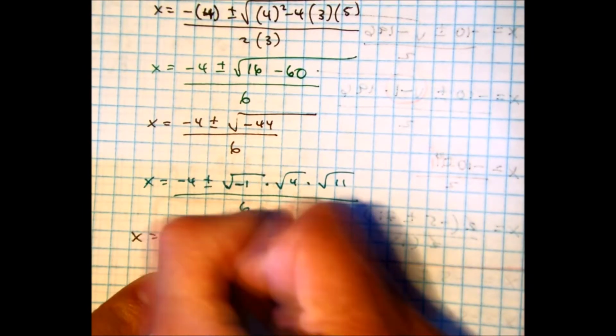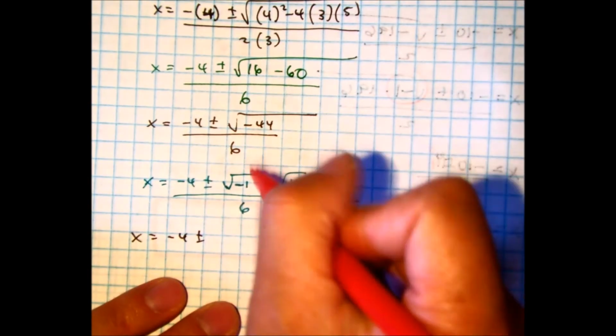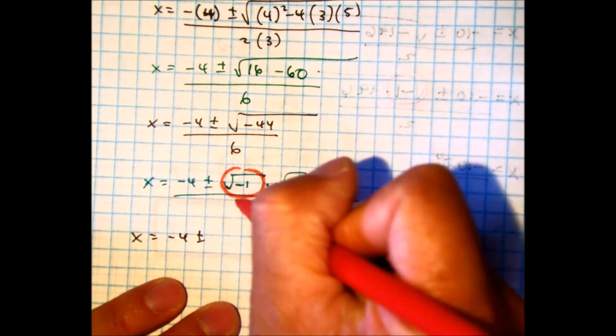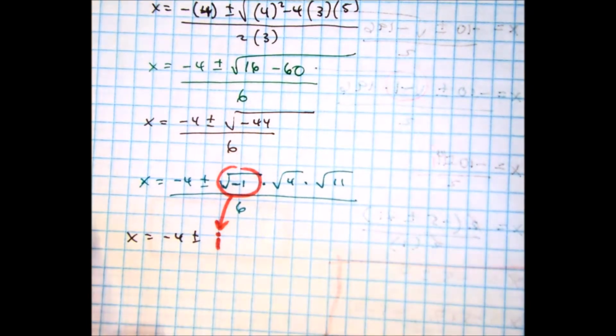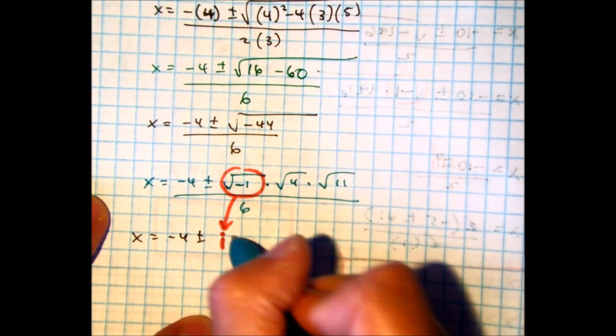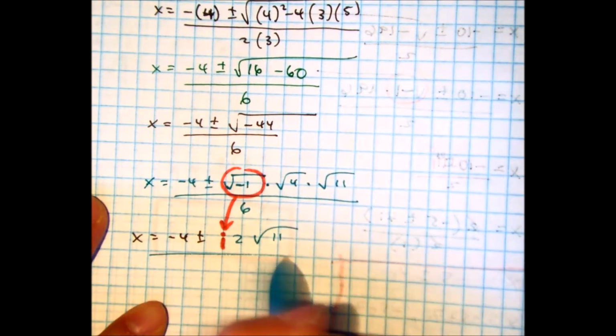So x equals negative 4 plus or minus. Class, the square root of negative 1 is i. The square root of 4? Square root of 11 can't break down. And then you have the 6.